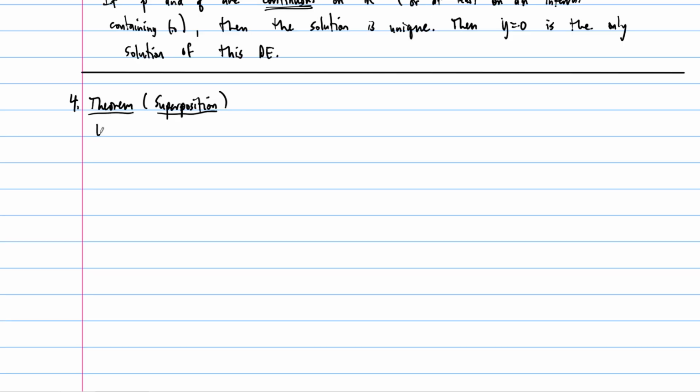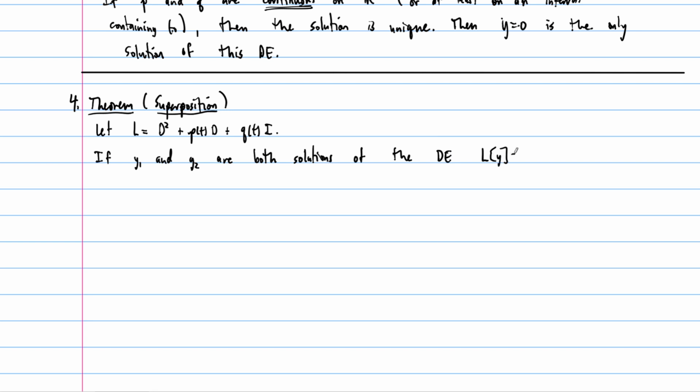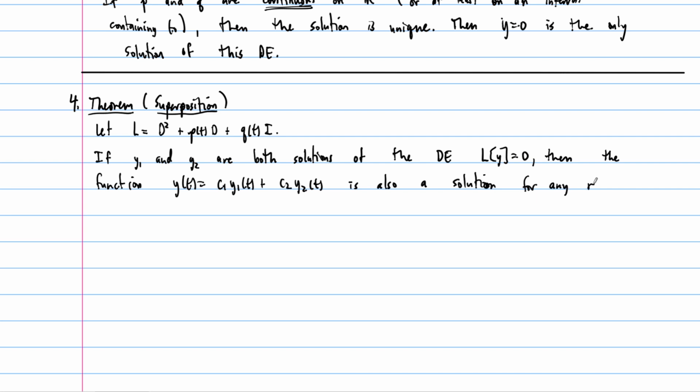This one says the following. Let our differential operator be the same one we've been working with: L equals d squared plus p of t times d plus q of t times I. If y1 and y2 are both solutions of the homogeneous differential equation L of y equals 0, then the linear combination, the function y of t equals c1 y1 of t plus c2 y2 of t, is also a solution for any real constants c1 and c2.